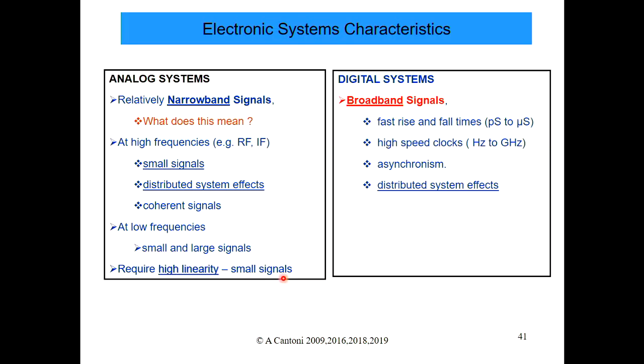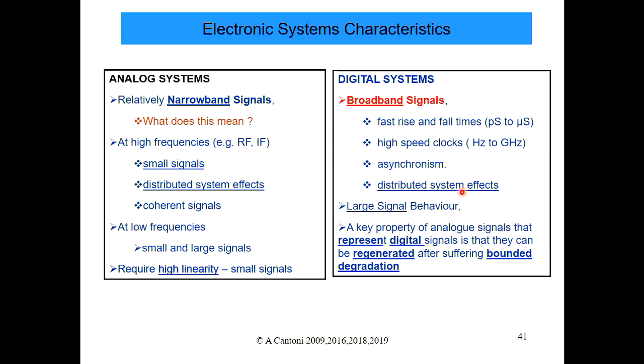For digital systems, generally it's always broadband signals, because the information bandwidth goes from 0 to whatever the clock frequency is. The clocks can be high speed as well, from hertz to gigahertz, and if you have fast rise and fall times, that also introduces a lot of very high frequencies. And it's large signal.